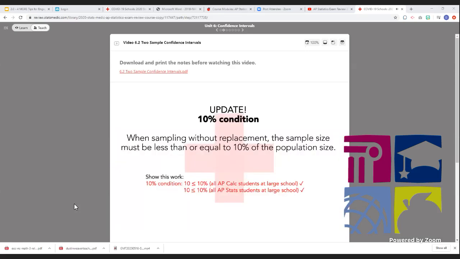Quick update here. College Board has recently made some changes to the rubrics for free response questions dealing with inference. When sampling without replacement, we must check the 10% condition, which says that the sample size is less than or equal to 10% of the population size. Here is the work you would need to show for this problem. Let's add this 3rd condition to the plan section for the problem.